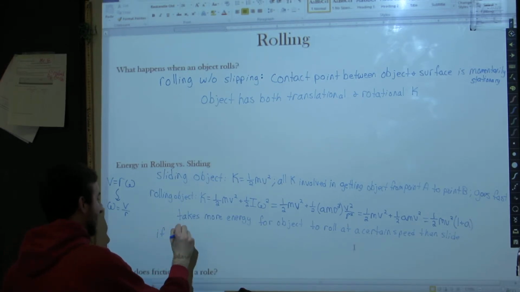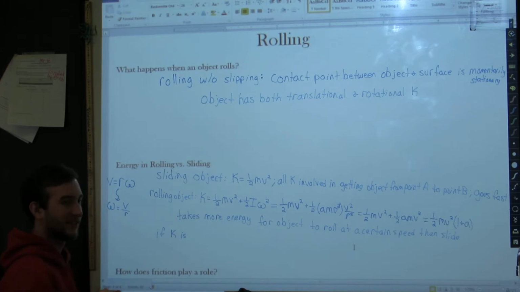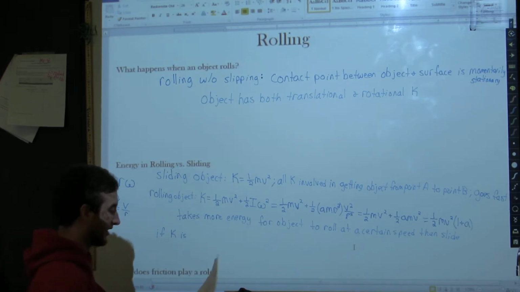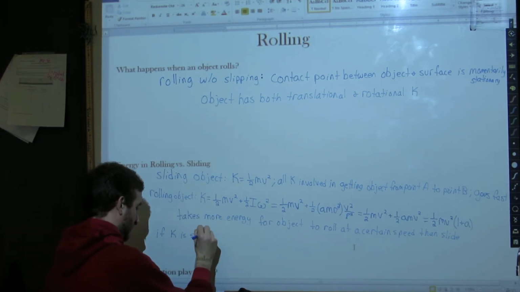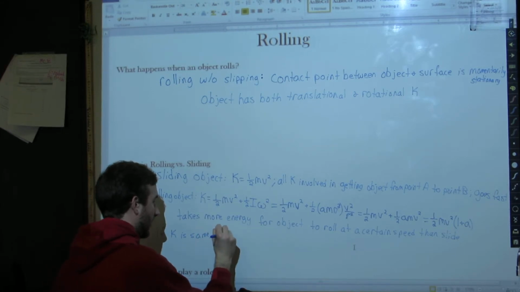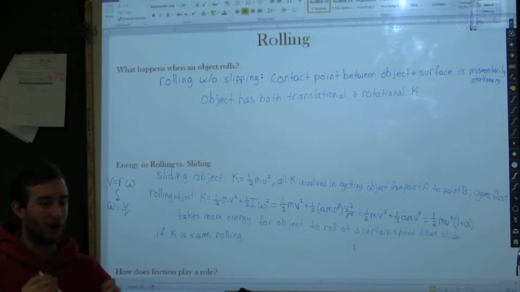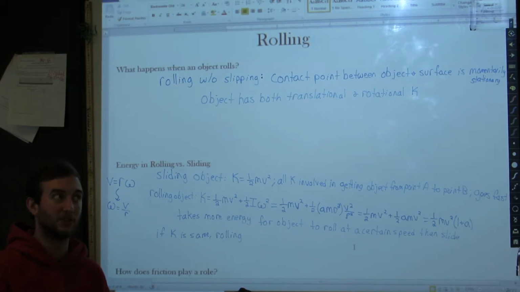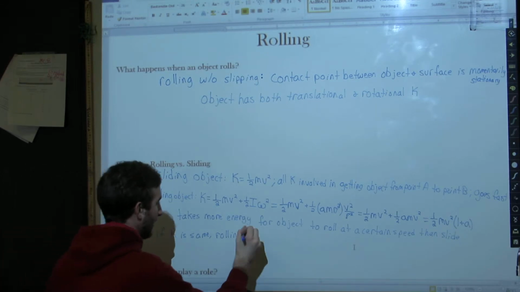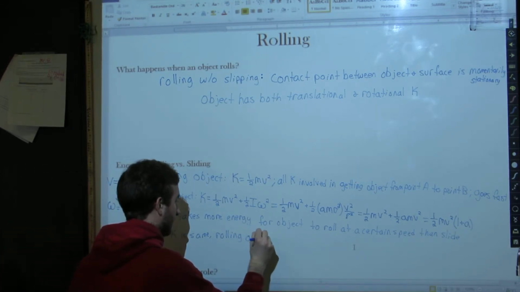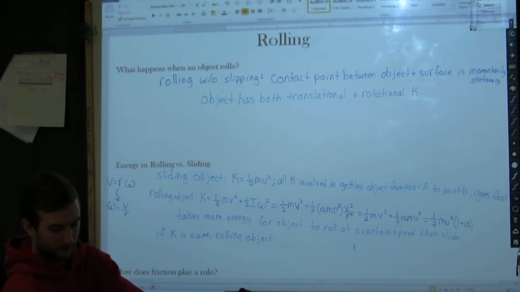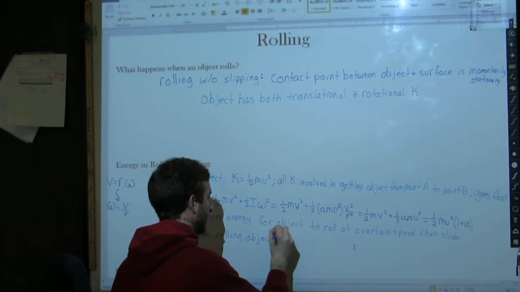If the kinetic energy that the object has is the same, whether it's rolling or sliding, in other words, if you give two different objects, let's say 100 joules of kinetic energy, one of them is sliding, the other one is rolling. The rolling object is slower.